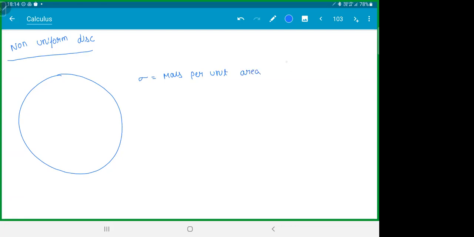What is the meaning of this? Example, if someone says sigma is 3 kg per meter square, meaning 1 meter square ka sheet has a mass of 3 kg. That is the meaning of it. The general thing which you study in school is mass per unit volume. That is rho. So we have something like this called sigma. R is the radius. So I'll give you one example, then I'll ask you a question on this.